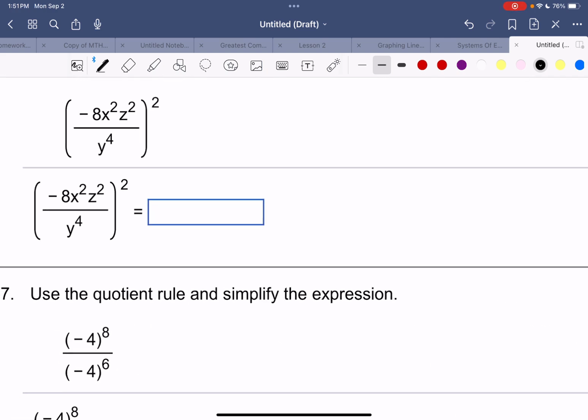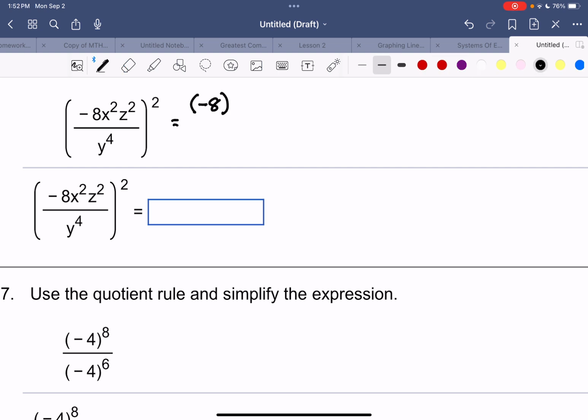Number 6, I recommend that if you can do anything within the parentheses, you do it first. But you'll notice that within these parentheses, there's nothing that will reduce. There's no x's on top and bottom, no z's on top and bottom. Everything's different. So I'm just going to raise everything to the 2. So be careful.